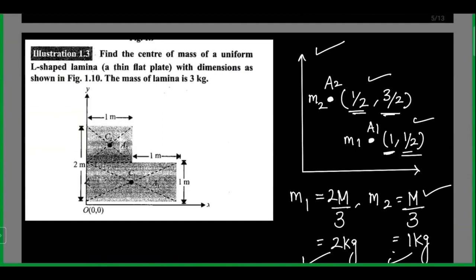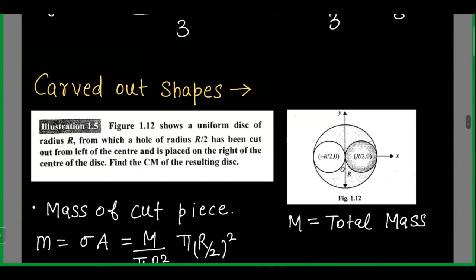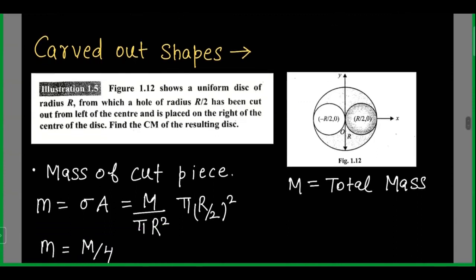So initially it might seem difficult, but we can reduce these kinds of problems into simpler terms. Very nice. Now let's move to the next part, which is the carved out shape. Many times there is a body, the entire body is given to you, and some of the mass is cut out of that body. So how do we deal with such problems? There is one problem given in front of you, with one diagram.